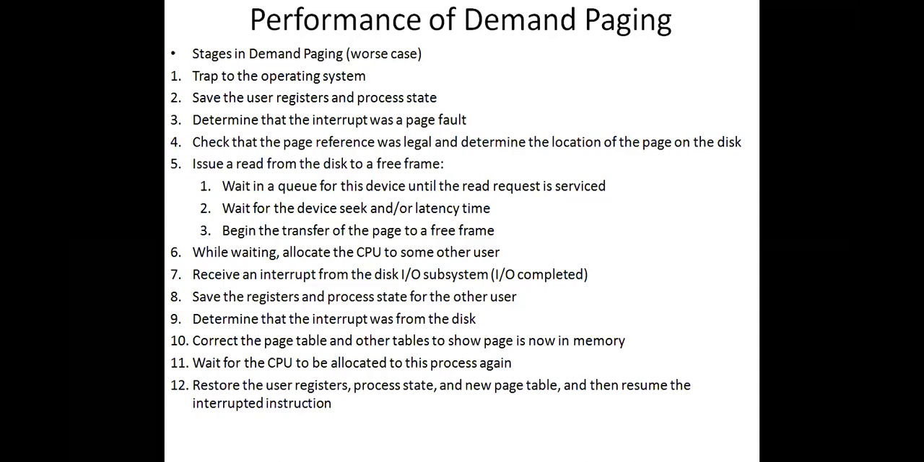That is IO complete, and then we need to correct the page table and other tables to show the page is now in the main memory. That means we need to change the invalid bit to valid bit. Next, wait for the CPU to be allocated to the process again. Whenever it is valid, we can restart the previous process. Restore the user registers, process states and new page table, and then resume the interrupted instruction. Where the process was suspended, from that place we resume the operation, because the required page is now in the main memory.